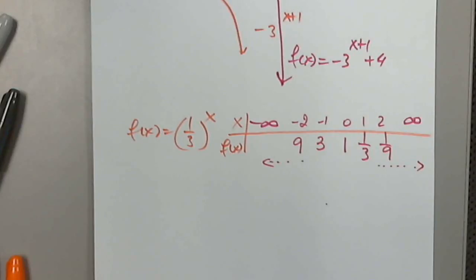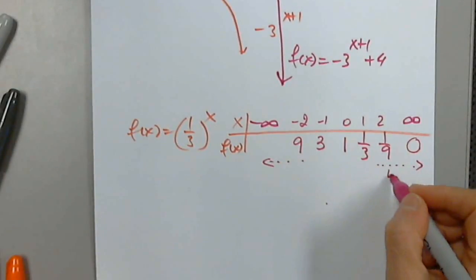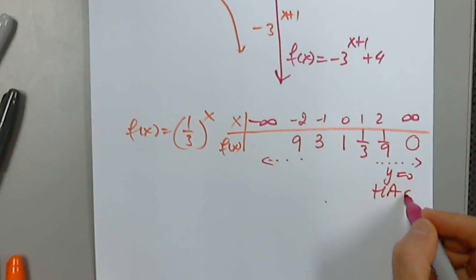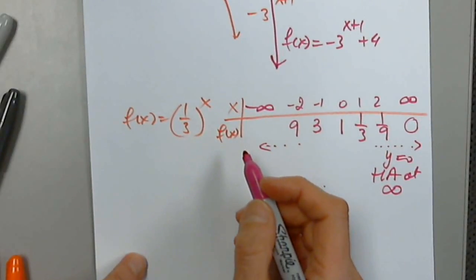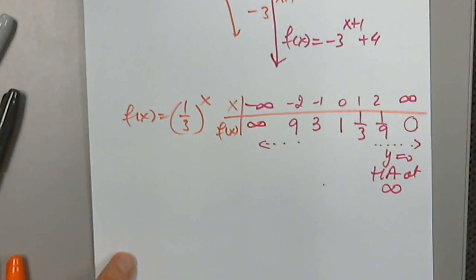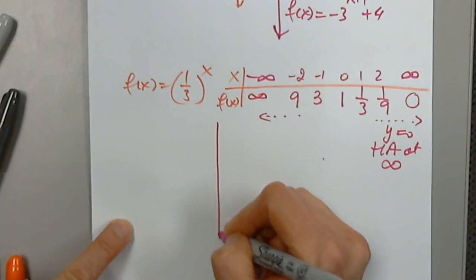Where am I going? 0. Yes, 0. Which means y equals 0 is now a horizontal asymptote at infinity. Now let's go the other way. 1, 3, 81. Where am I going? Infinity. Thank you. Good, so let's graph the function.